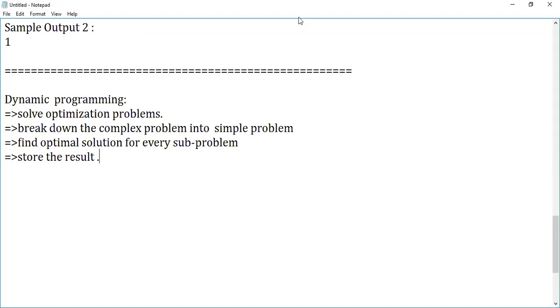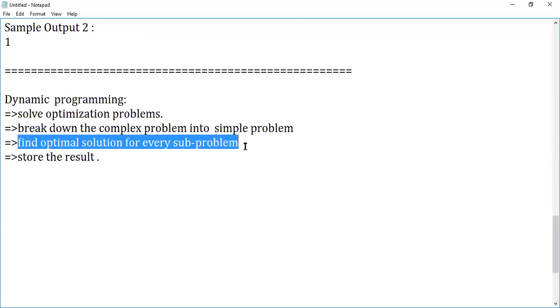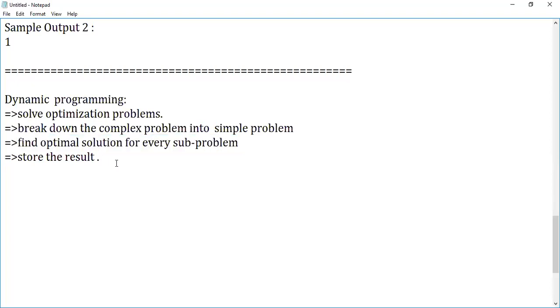I'll give you some examples, don't worry. Whenever we come across a complex problem, we break it down into simple problems. Don't think this is the same as divide and conquer. The only difference is that divide and conquer does not look for an optimal solution, but here we look for an optimal solution in each and every case. Apart from this, we store the result, whereas in divide and conquer we do not store the result. Here we store the result at some place, and this technique is called memoization.